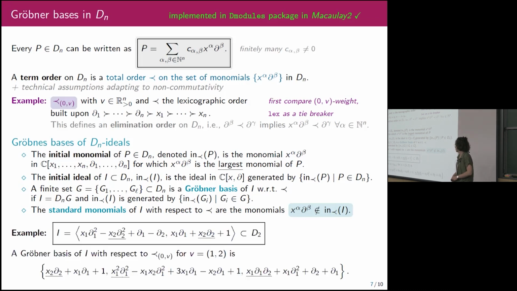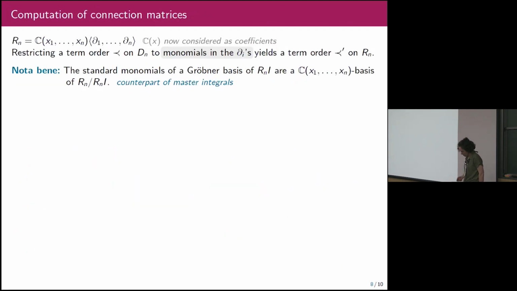In our example from before, let's say we choose the weight vector (1, 2). If you want to decide which of the monomials is largest in each of them, well, this term has weight 4, so that's the winning term. Here we have weight (1, 2, 0), so that's the winning term. But they do not generate the full initial ideal. You can compute that a Gröbner basis for this term order would consist of these 3 elements here on the bottom. And this we're going to use to compute connection matrices.